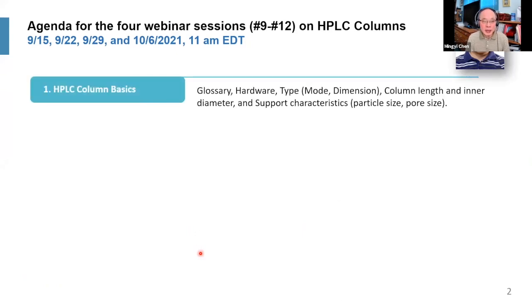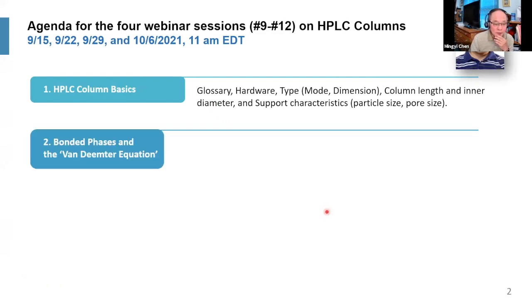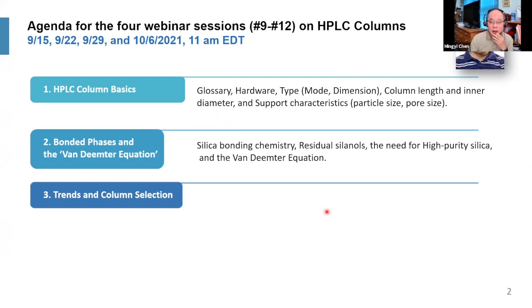So the first week is HPLC column basics, as I mentioned: hardware types and different modes. Next week would be bonded phases and also the Van Deemter equations. We talk about silica bonding chemistry, residual silanols, the need for high purity silica, and also a very important equation called the Van Deemter equation. The third week would be on the modern trends and also how we select columns.